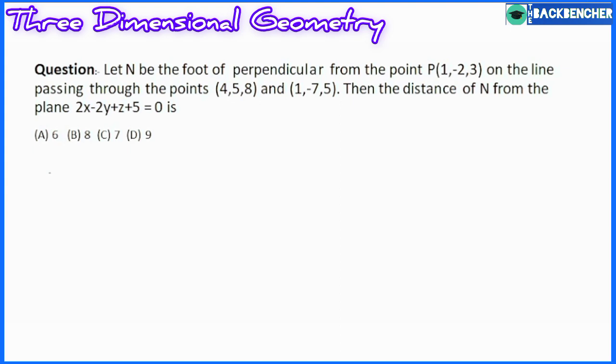Let N be the foot of the perpendicular from the point P whose coordinates are (1, -2, 3) on the line passing through the points (4, 5, 8) and (1, -7, 5). Then the distance of N from the plane 2x - 2y + z + 5 = 0 is: option A is 6, B is 8, C is 7 and D is 9.